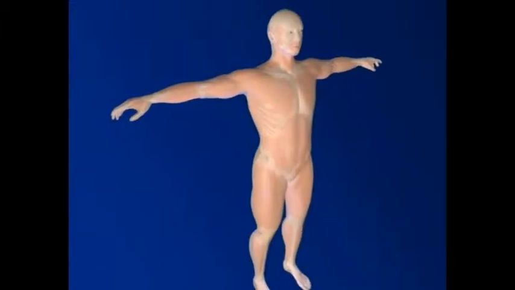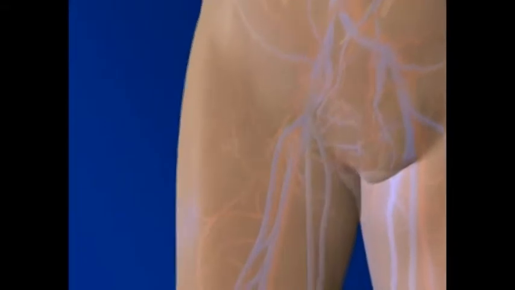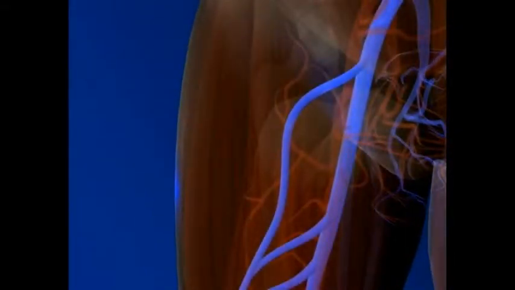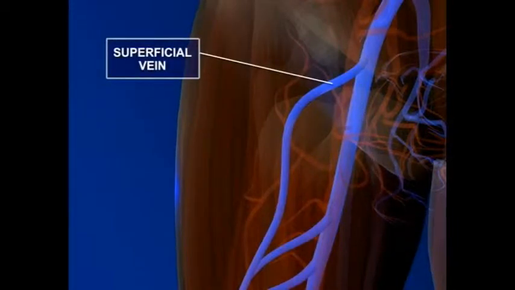There are three kinds of veins in the legs: superficial veins under the skin, the deep veins under the muscles, and the veins that connect the superficial and the deep veins, called connecting veins, perforating veins or perforators.